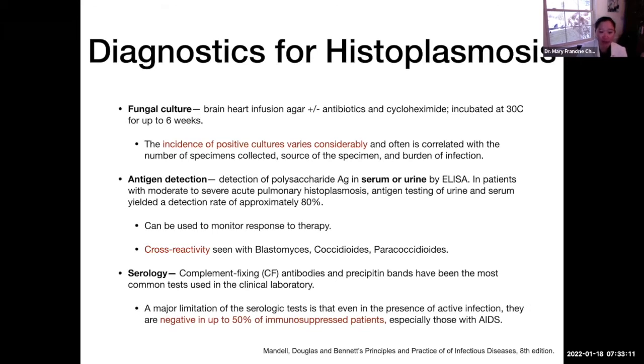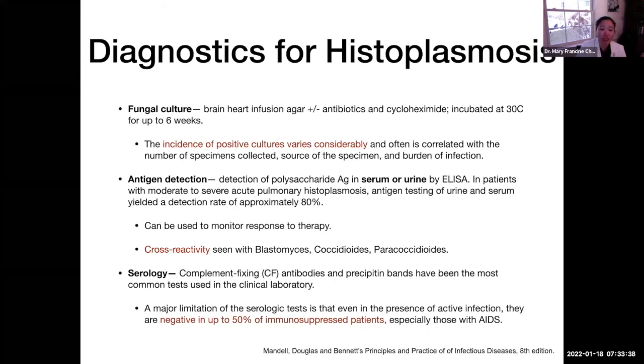And then you have your antigen detection. So you can detect a polysaccharide antigen in the serum or urine by ELISA. In patients with moderate to severe acute pulmonary histoplasmosis, antigen testing of the urine and serum yielded a detection rate of approximately 80%. So the sensitivity is fairly good. It can actually also be used to monitor response to therapy.